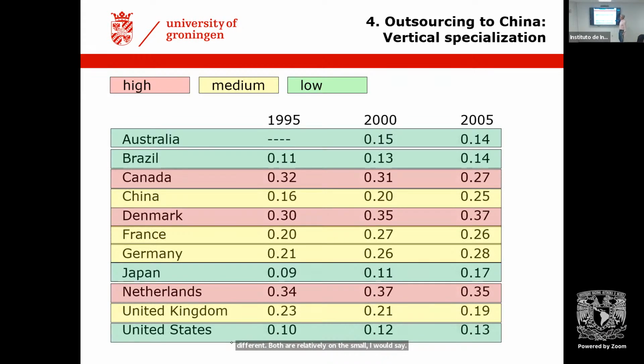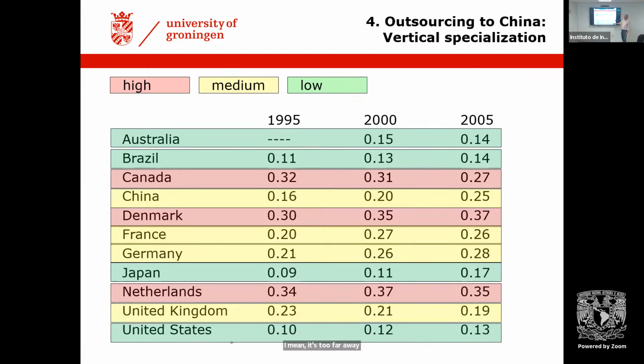These are the outcomes. You see, some countries have very little vertical specialization. Australia. Do you know where Australia is? Have you ever been to Australia? It's so far away from the civilized world. I mean, nobody trades with Australia. It's too far away.